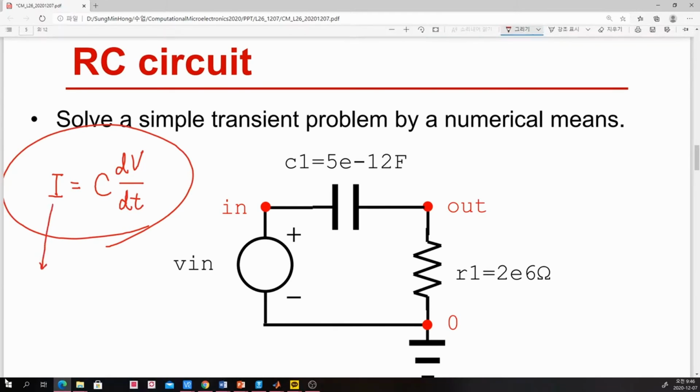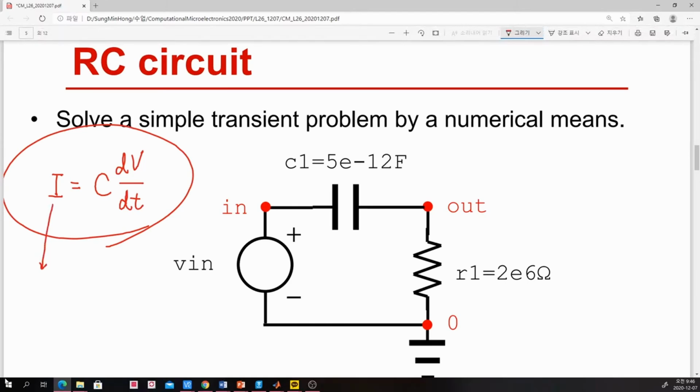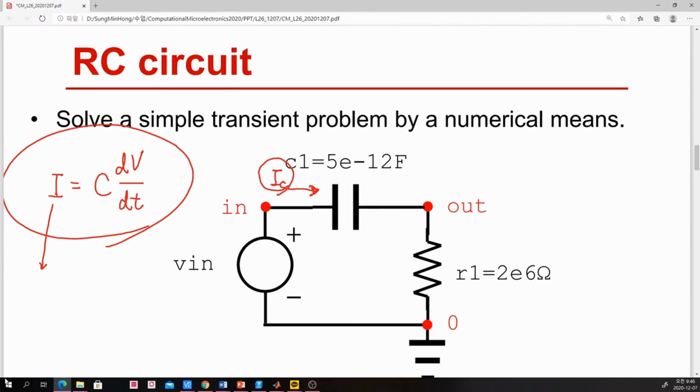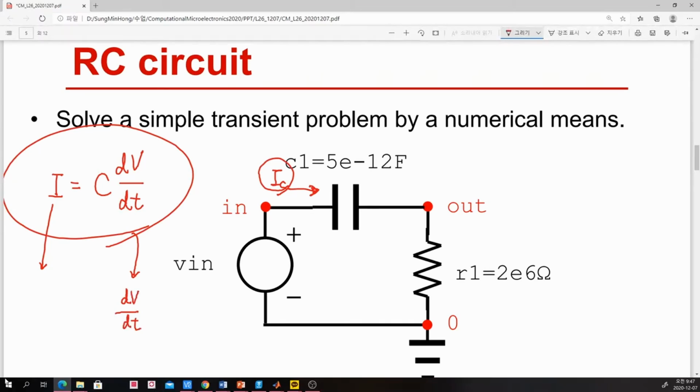I is also an unknown variable. You can say, for example, let's say this is IC, then yes, this is in the list of unknown variables. However, you have no unknown variables like dV over dt. This is not an unknown variable.